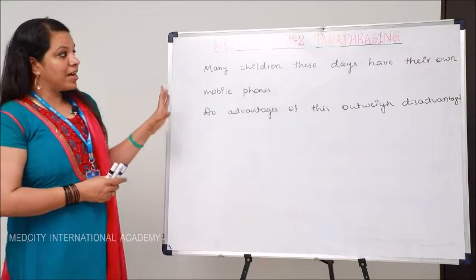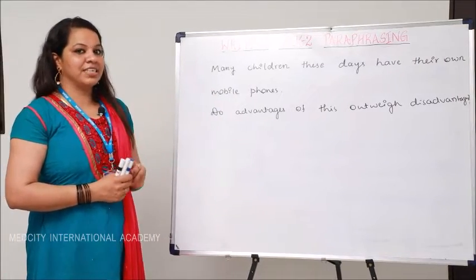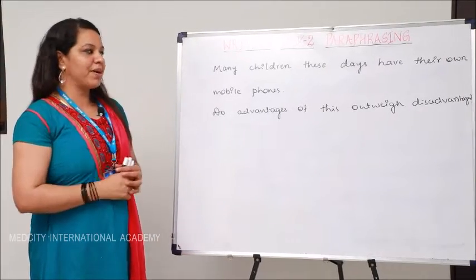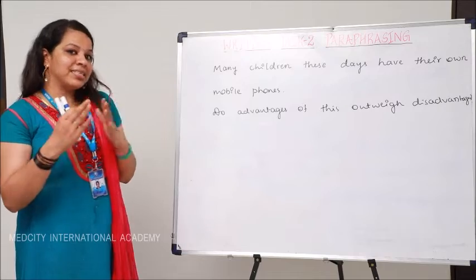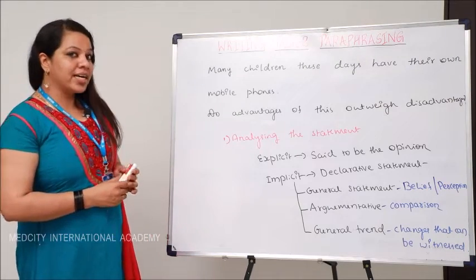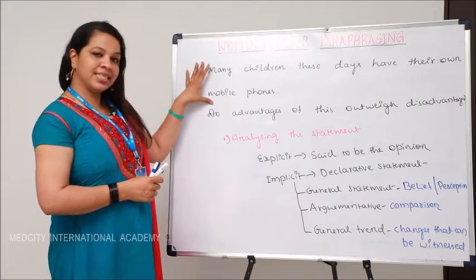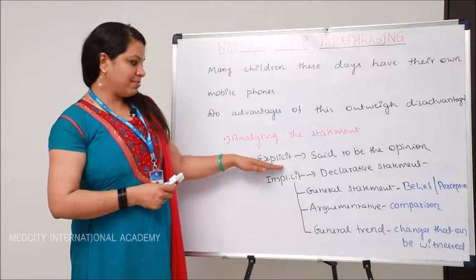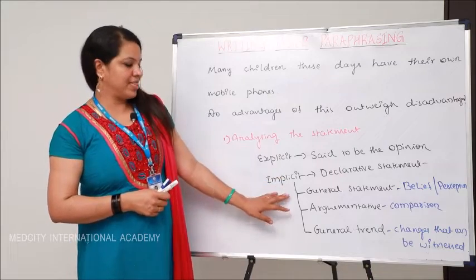When you paraphrase, there are 2 different steps. One is analyzing the statement, and the second one is actual paraphrasing. Let's go step by step. The first step is analyzing the statement. In Task 2 of writing, you will get a question statement that can be of 2 different types: explicit and implicit.